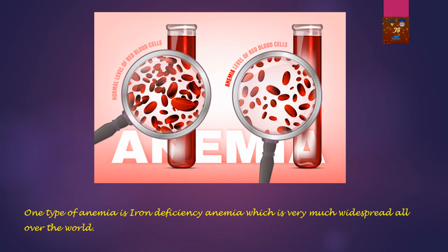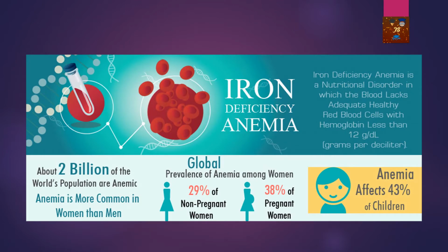So one type of anemia is iron deficiency anemia, which is very widespread all over the world. And according to the World Health Organization, this is one of the most important deadly anemias among all the other anemias. So this is the worldwide view of iron deficiency anemia.